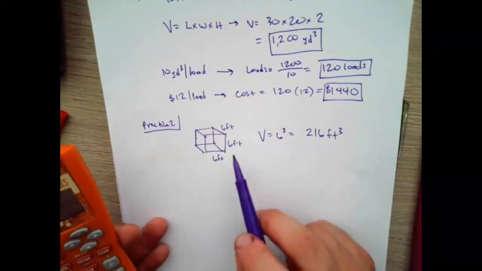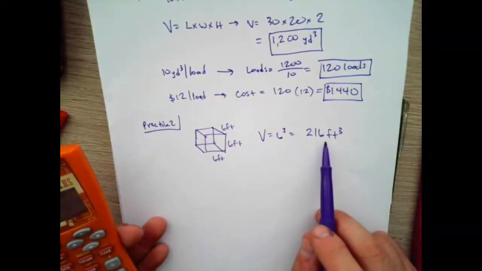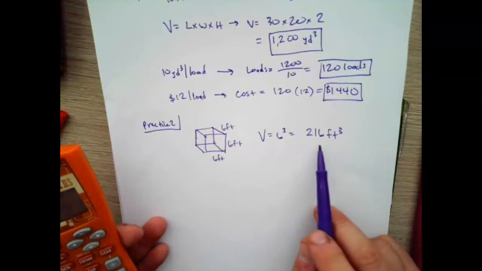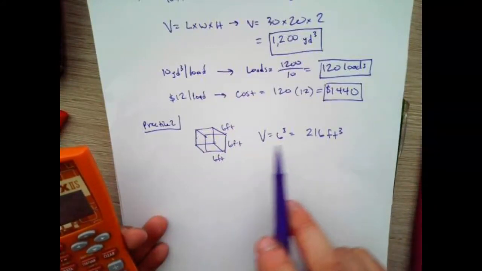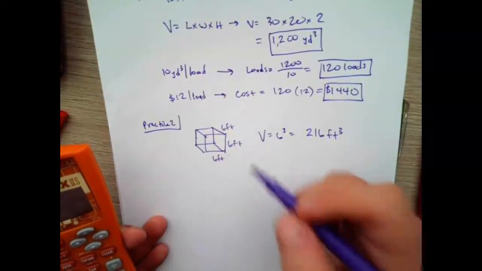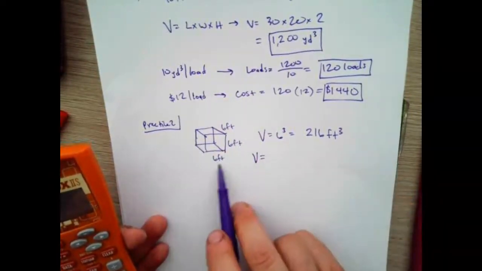So what you'll find here is you could convert this to cubic yards. You have to divide by 27, I believe. But since we didn't do that, we could do this too. We could change these to yards.